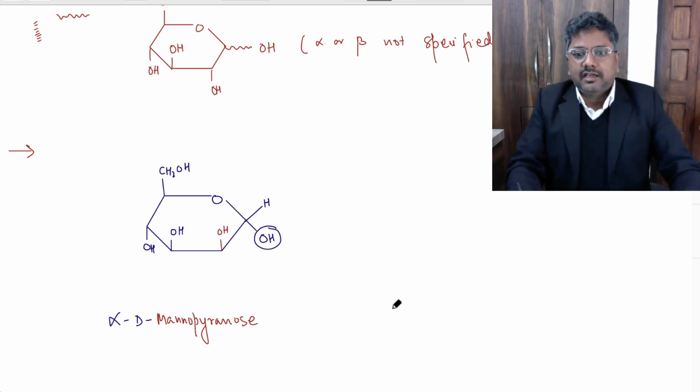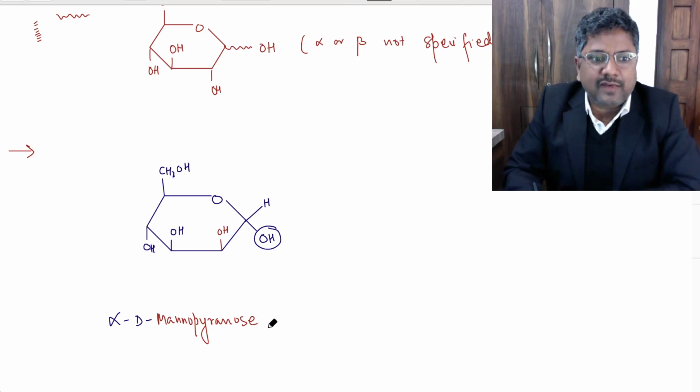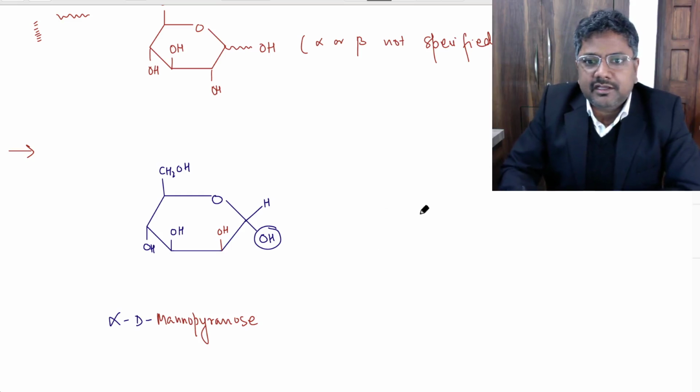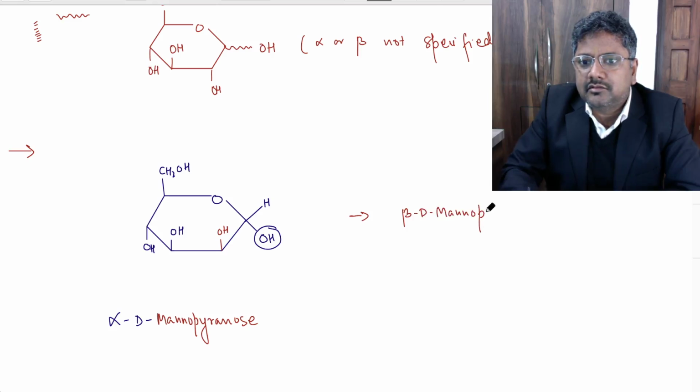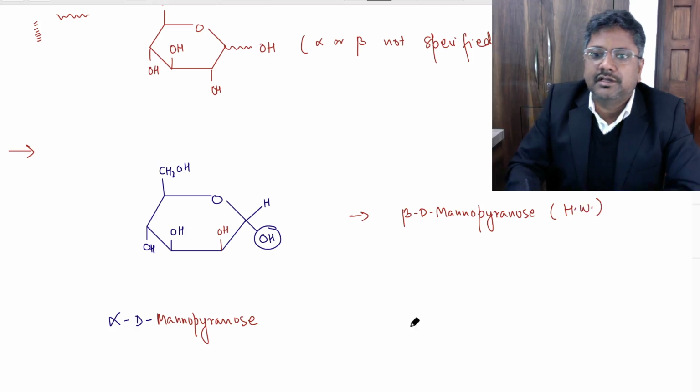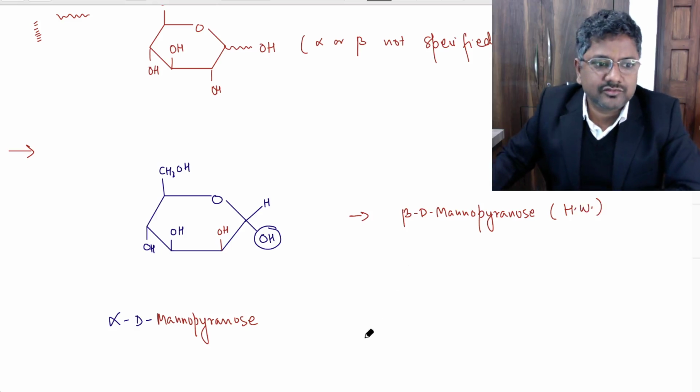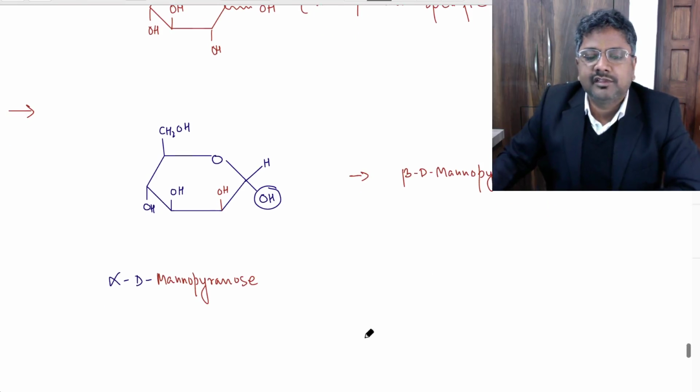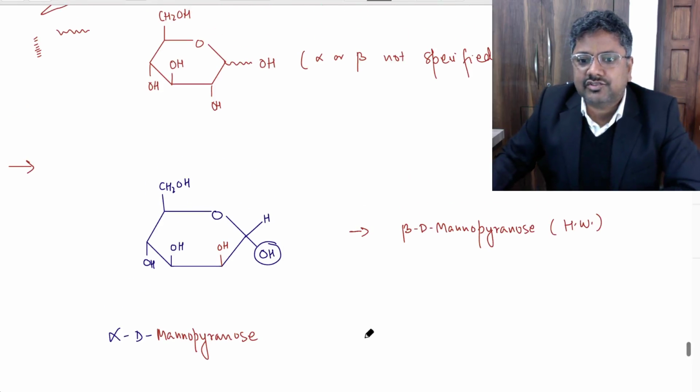Pyranose. Alpha D mannopyranose. Similarly, you can draw the beta D pyranose. This is homework, right? All of you should draw this. Okay, so this is the cyclic structure of glucose, mannose.